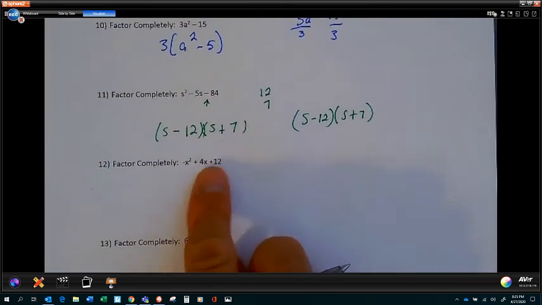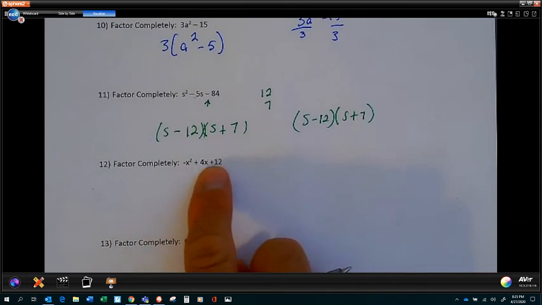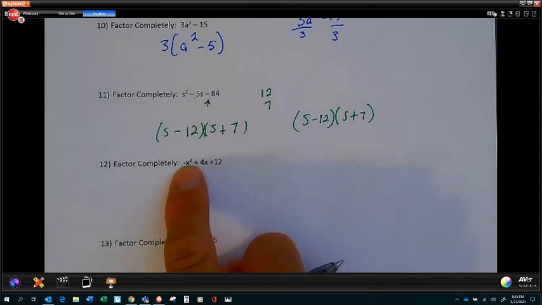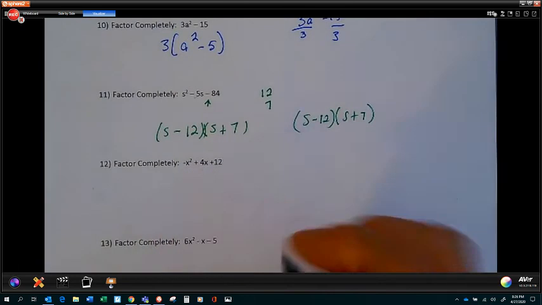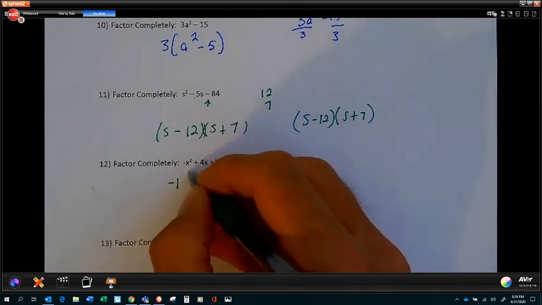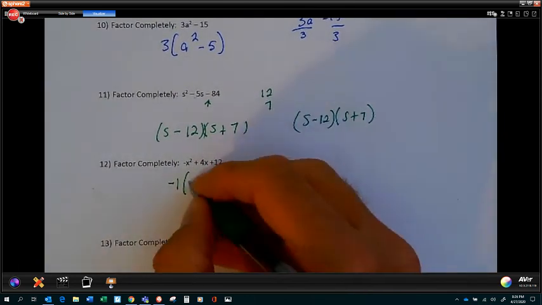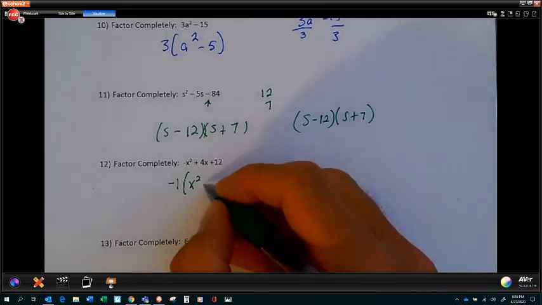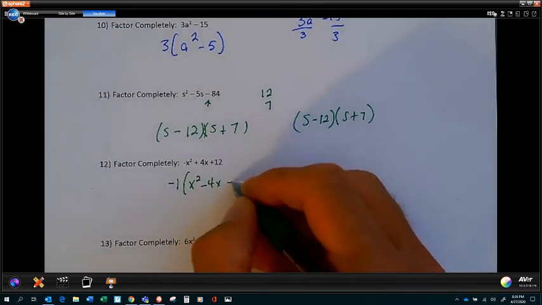Okay, to factor this one completely, notice that there's a negative here. We're going to take a negative 1 out. We can't factor anything else out. There's nothing else bigger here or common that we can pull out other than a negative 1. So we're going to take a negative 1, and that reverses every sign in here. So it's going to be 4x squared minus 4x minus 12.